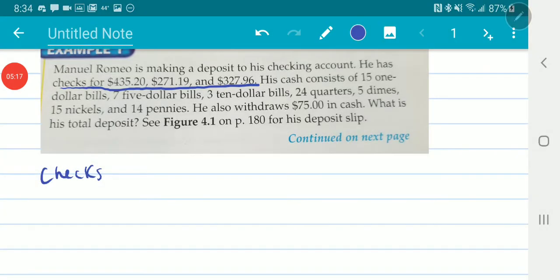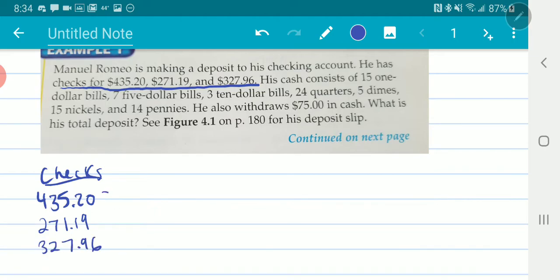I have 3 checks: $435.20, $271.19, and $327.96. Now, when I add all of these up, that's a total of $1,034.35. So that's just for my checks.